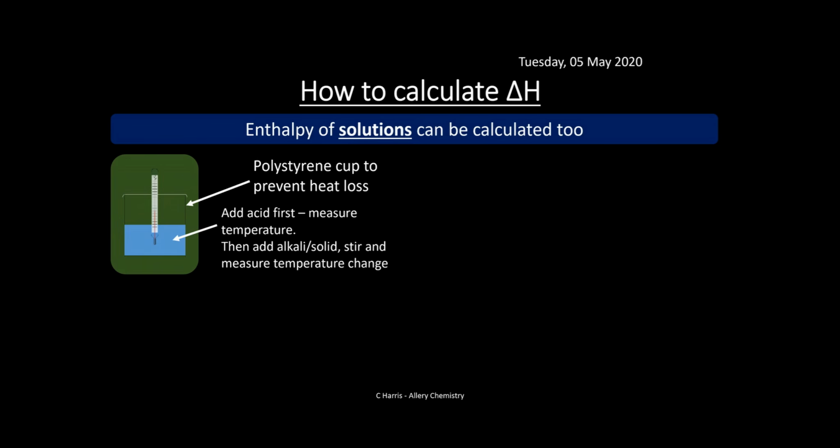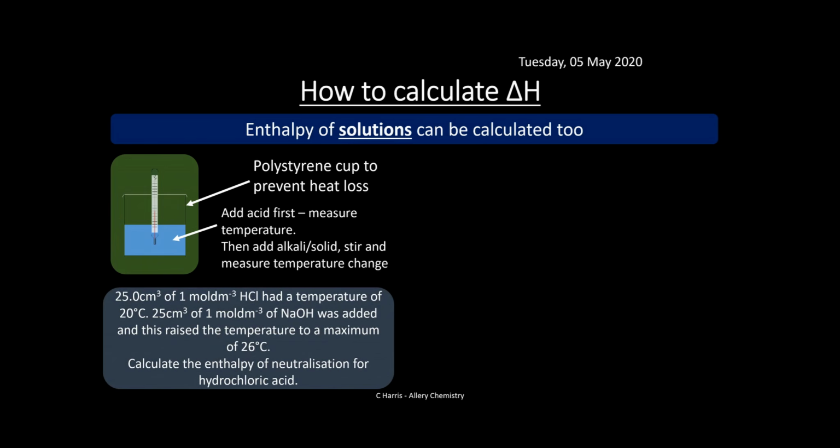So we add an acid first and measure the temperature. In this case, we're going to use an acid-alkali reaction, an acid-base reaction. So we add our acid in there and measure the temperature. We then add an alkali or solid, and then we stir and measure the temperature change. And we measure that at regular intervals. It might be every 30 seconds, every minute, whatever is appropriate.